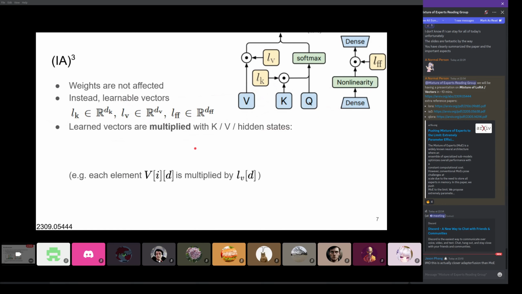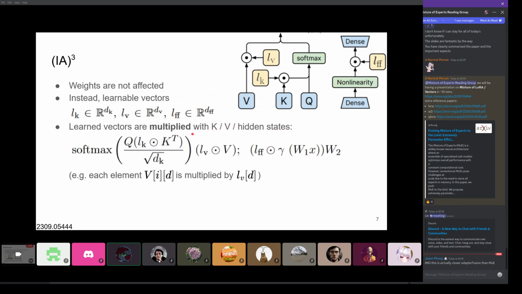And these learnable vectors get multiplied element-wise with whatever hidden state is being modified in the transformer model, whether it's the attention states or the feed-forward states or whatever. So that's a very quick rundown of how IA3 works if you are not familiar with it.